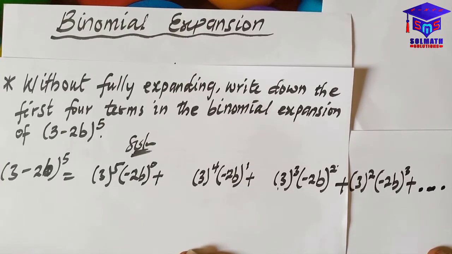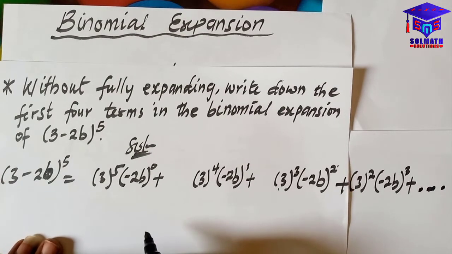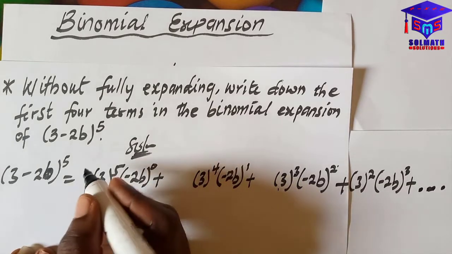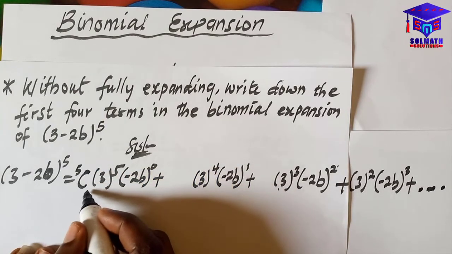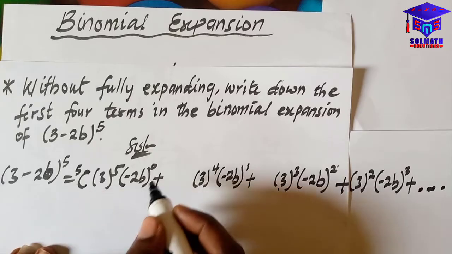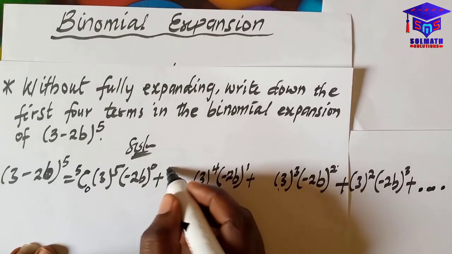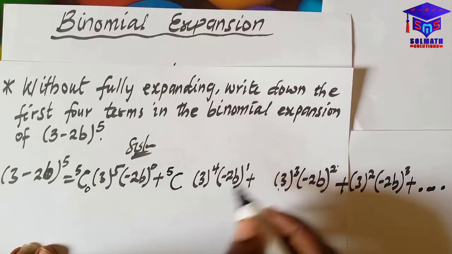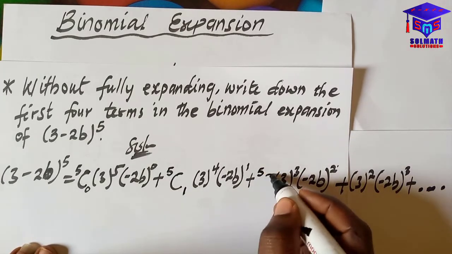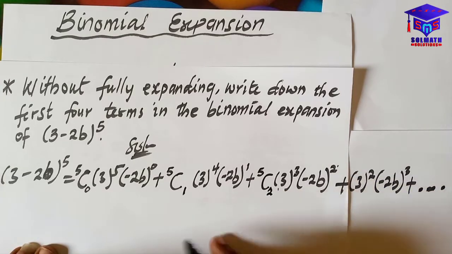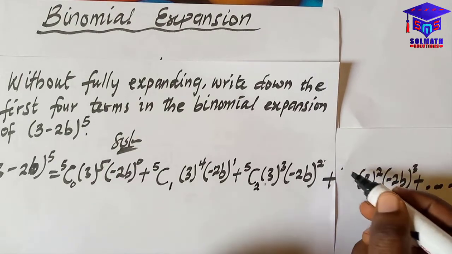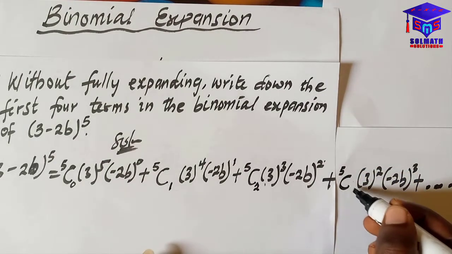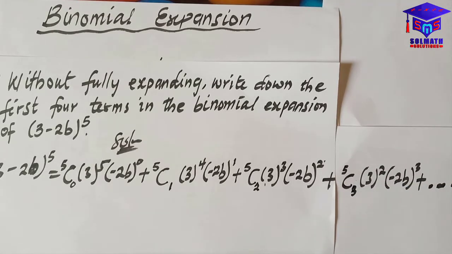All right, so now we use the combination to write the coefficients. So as we said, we will be having 5 choose, the value down here is going to be the power of the second term of the binomial, 0. Then 5 choose the power of the second term of the binomial, 1. Then we have 5 choose the power of the second term of the binomial, 2. Then when you come here, we'll have 5 choose the power of the second term of the binomial, 3. All right, so now we just simplify quickly, then we get the answer.